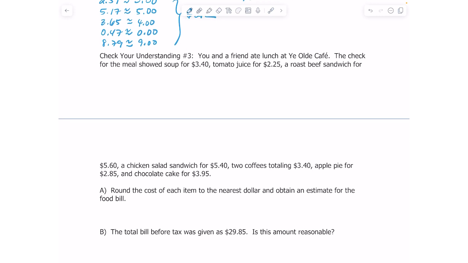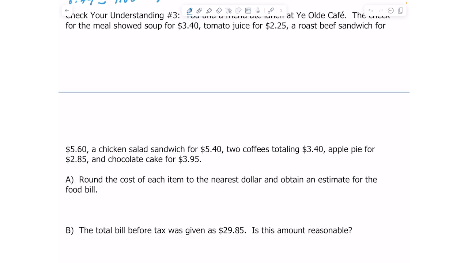So this problem is very similar to the one we just did. You and a friend ate lunch, and the check for the meal showed soup for $3.40, etc. You want to round the cost of each item to the nearest dollar and obtain an estimate for the food bill. Okay, so you've got $3.40 for the soup. So if we round that, that's going to be about $3.